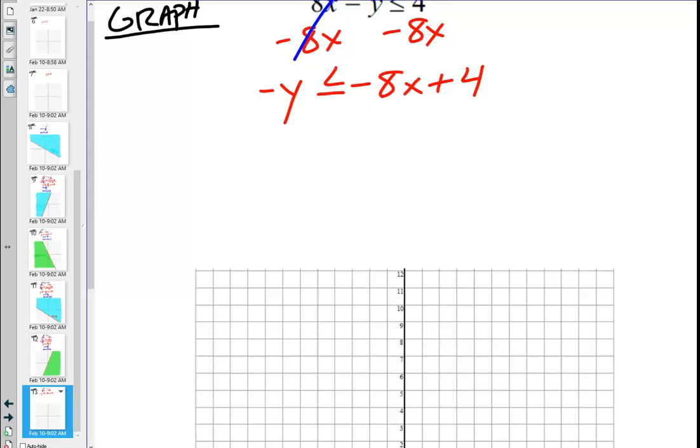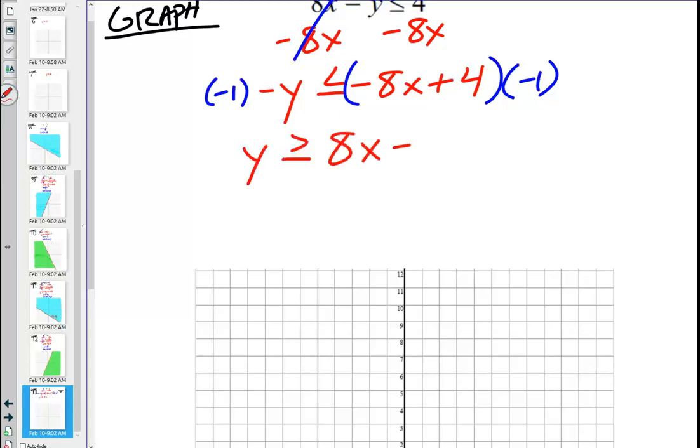Now look, you are not incorrect. If you divide by negative 1, that's perfectly fine. That is allowed. You got to remember to flip the sign. But there's something called the multiplication property of negative 1, which you should have learned. If the reason you're dividing is just because you want to change the sign, then don't divide. Just multiply by negative 1, and it'll do the same thing. You'll normally see it done this way. So y greater than or equal to 8x minus 4.